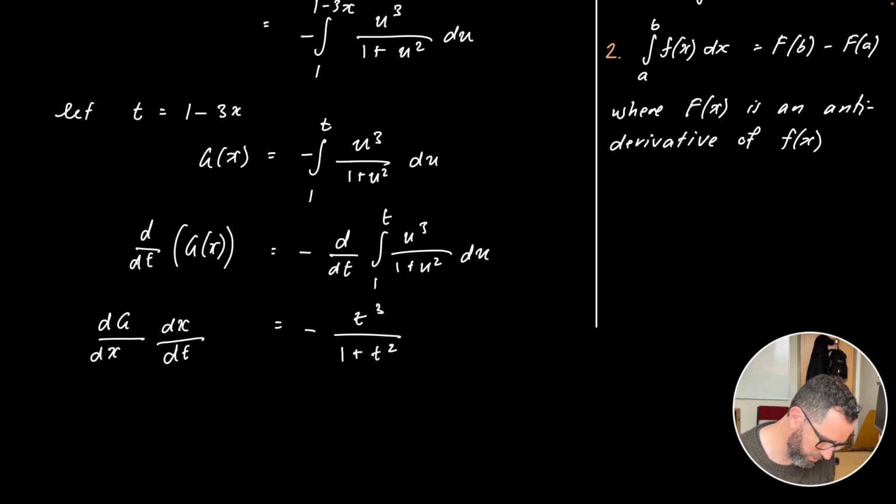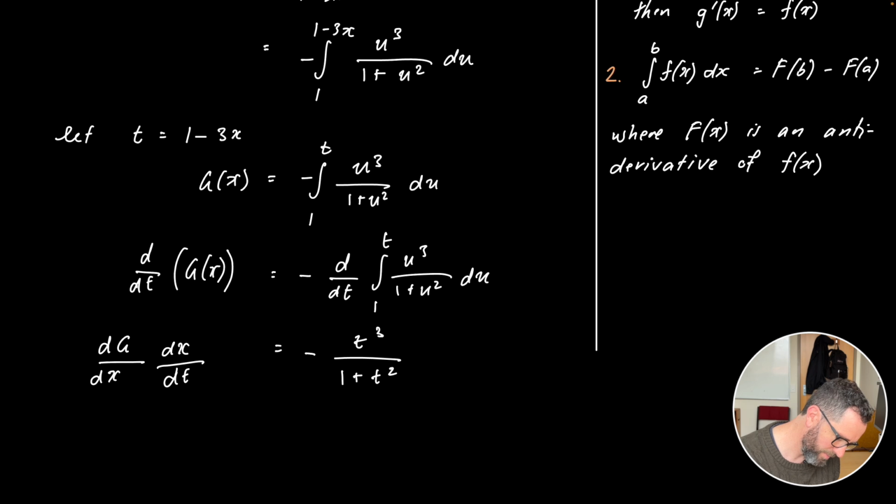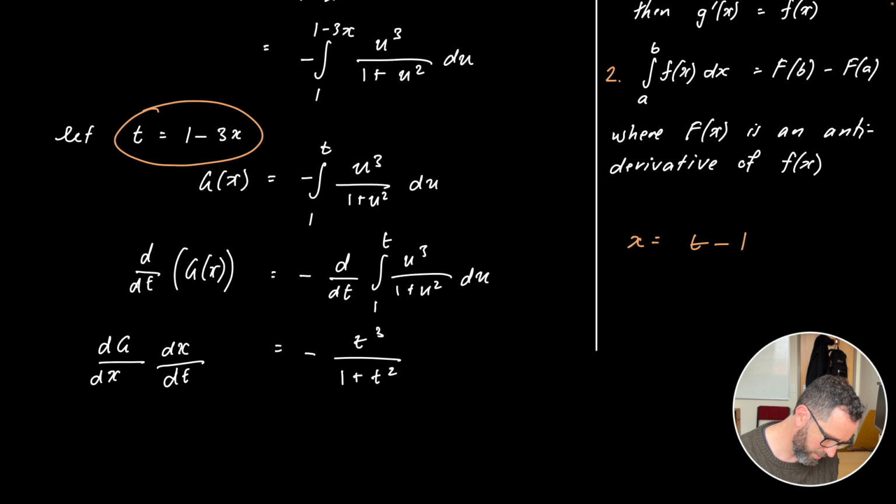Okay, so we've got x. Now just look at this bit here. This means that x is equal to t minus 1, or so 1 minus t, all divided by 3. So dx by dt is therefore equal to negative 1/3.